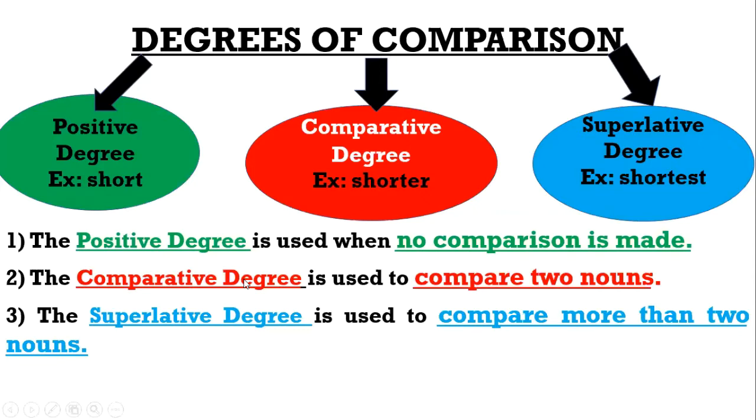And the last one, superlative degree, is used to compare more than two nouns. More than two means three or more. In the previous picture, there was Sam, Roy, and Kevin. When Kevin came, that came as a superlative degree. Even when there are 3, 4, 5, 6, when you're comparing among all of them, it is called superlative degree. So remember this point.